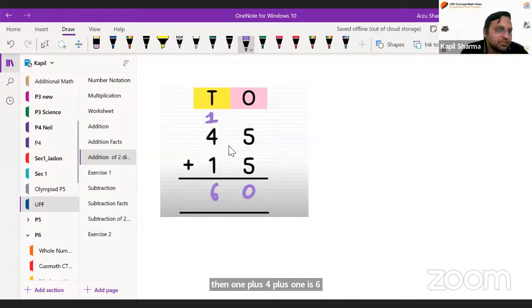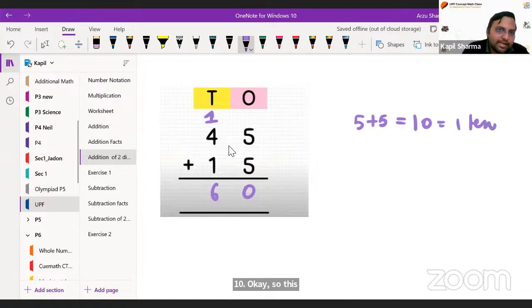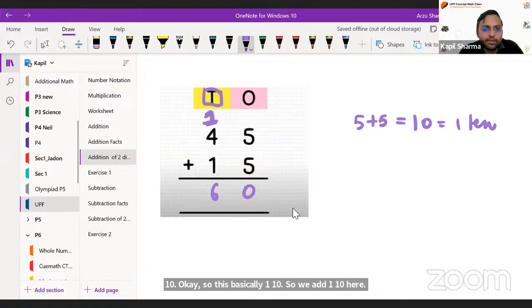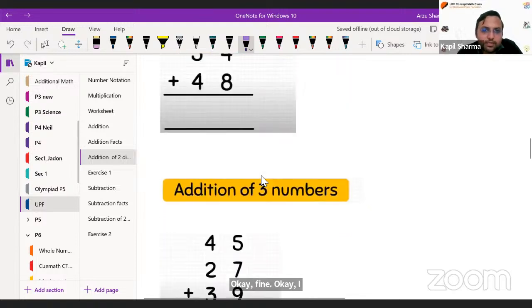Now, why are we carrying this over? It's basically because we are regrouping. 5 plus 5 is 10. Okay. So this is basically 110. So we add 110 here. This is your tens place. Okay. Fine. Again, this is pretty basic.